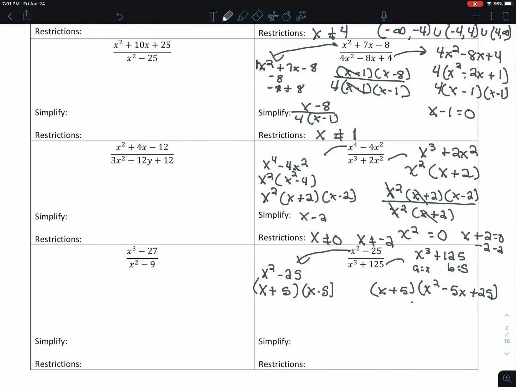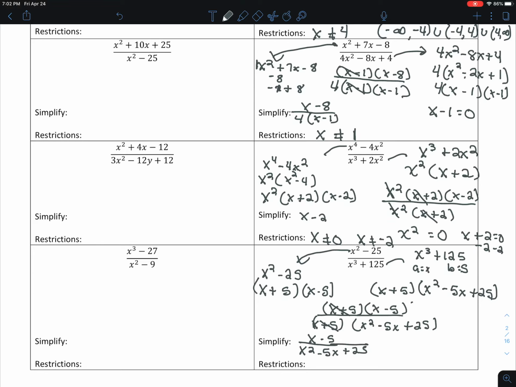And putting all that together, I get x plus 5, x minus 5, all over x plus 5, x squared minus 5x plus 25. And the x plus 5's cancel, so I'm left with x minus 5 over x squared minus 5x plus 25.